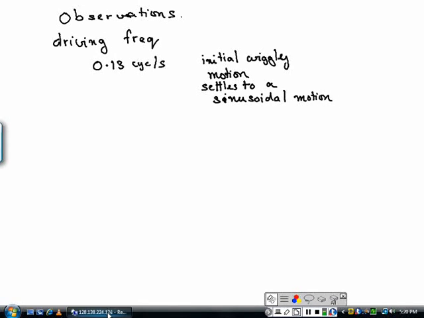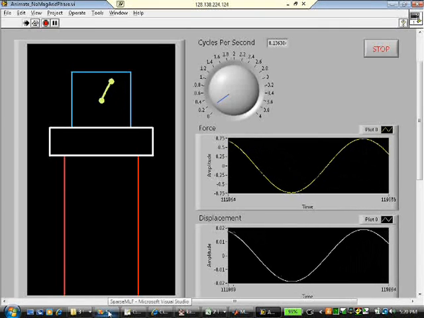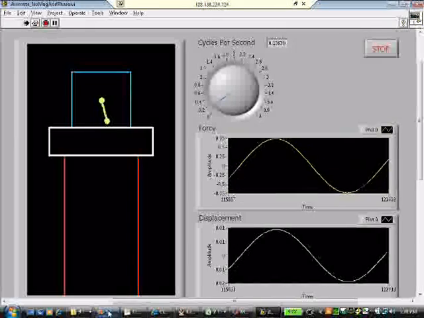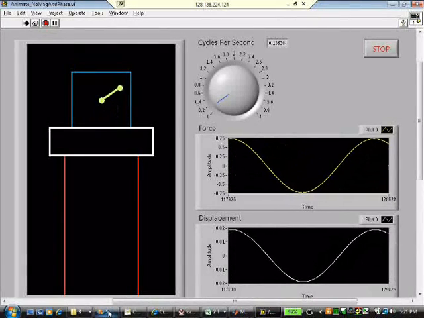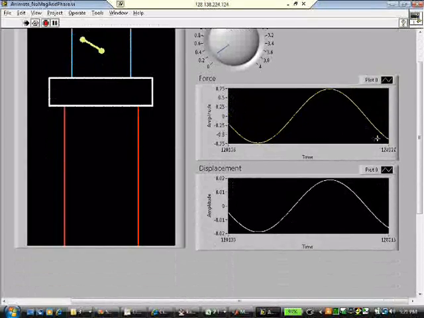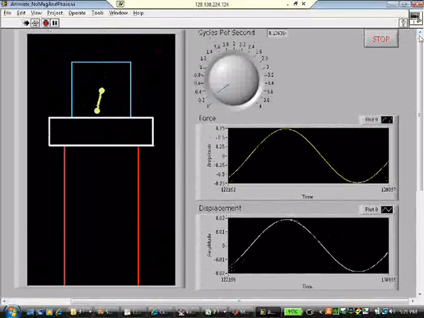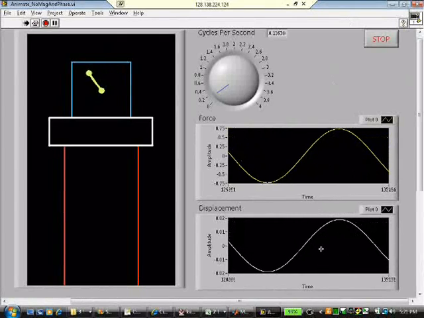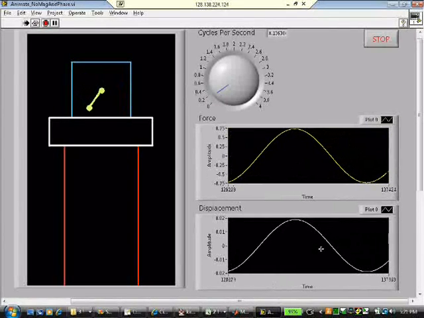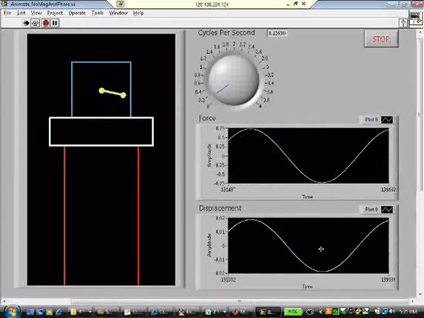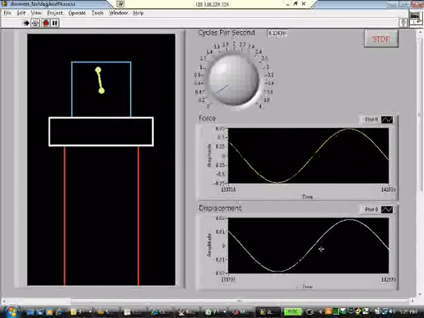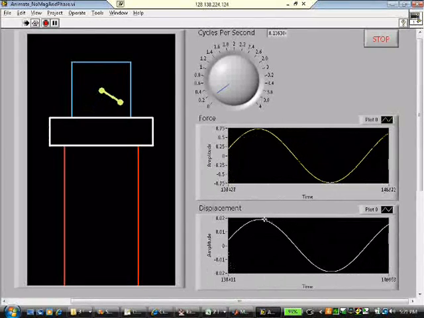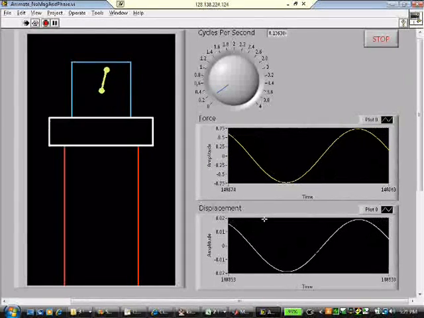If we go back and look at that sinusoidal motion, its frequency seems to be the same as the driving frequency. This picture is a plot of the force, and this picture is the displacement. The displacement makes the same number of cycles as the force, and the peak of the force seems to coincide with the peak of the displacement.